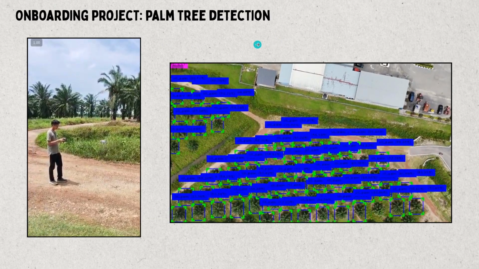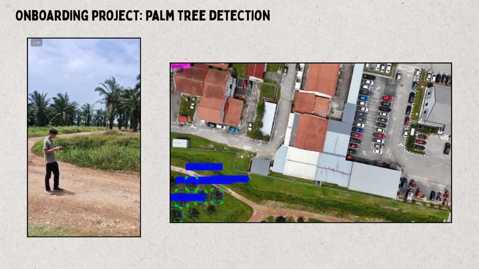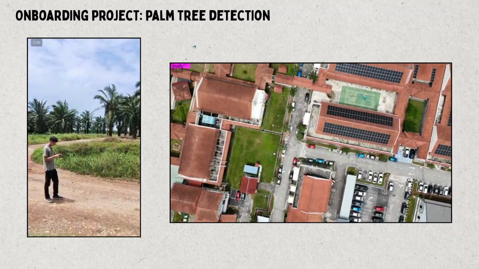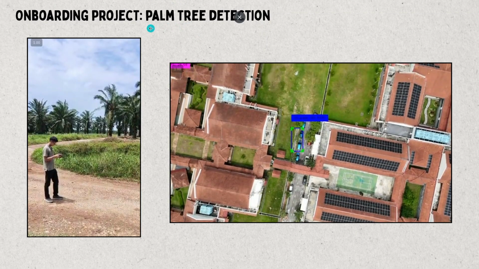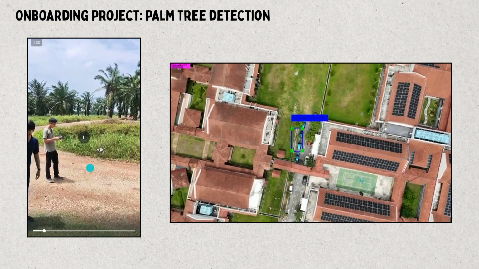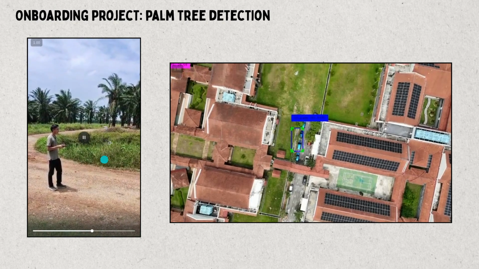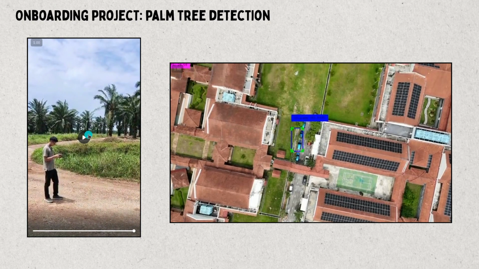Okay, the first project that I would like to share is called palm tree detection. This is a group project that I did with other interns and protege. We were assigned the task to develop a palm tree detection model. This video shows me doing the data acquisition. We used a DJI drone to take the palm tree data from the top.